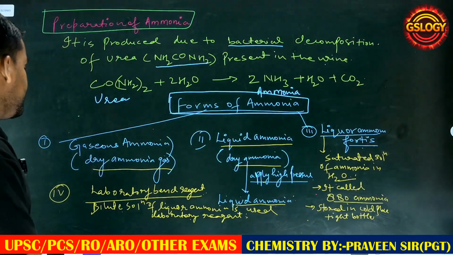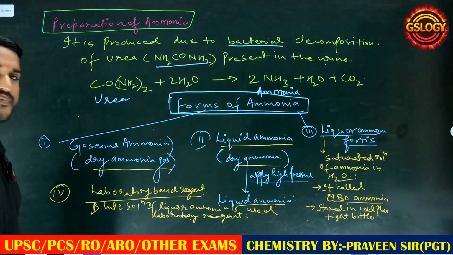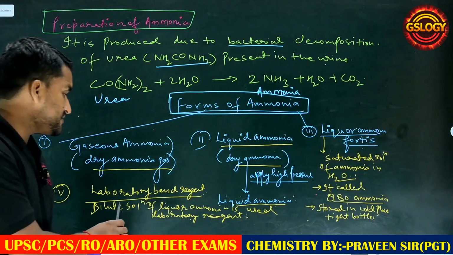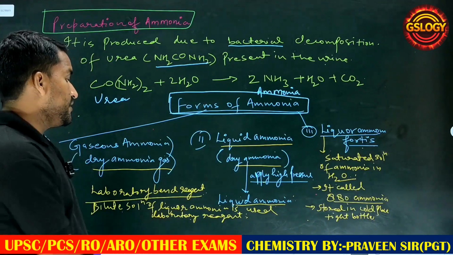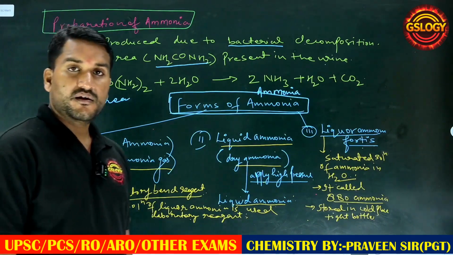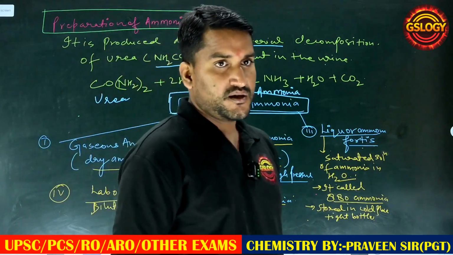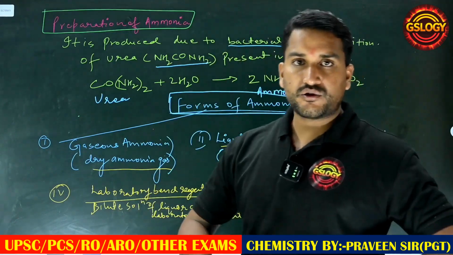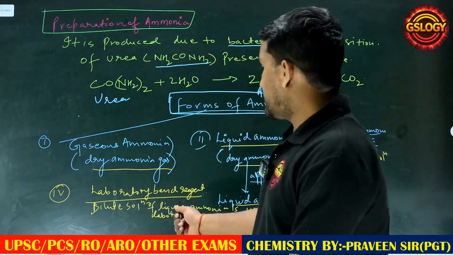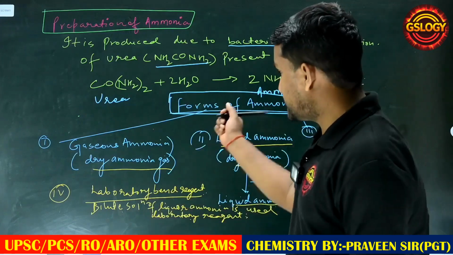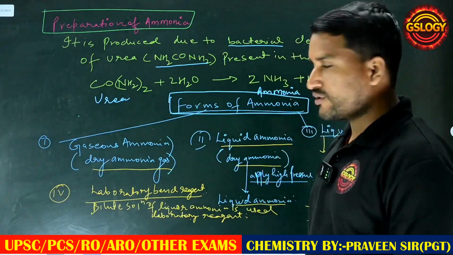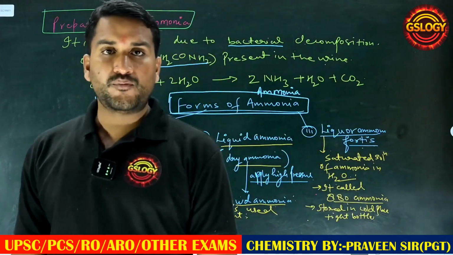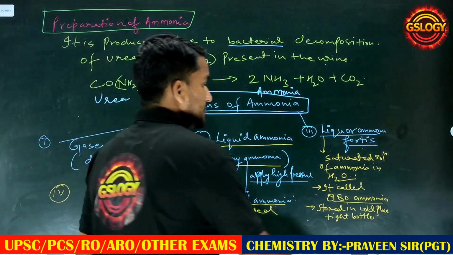Clear? And the last one is laboratory bench reagent. It is a dilute solution of liquor ammonia used as a laboratory reagent. You also know very well that we will also use ammonia in this experiment. So there are four forms of ammonia.